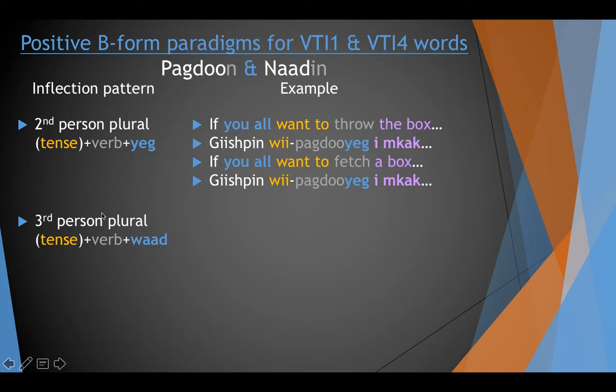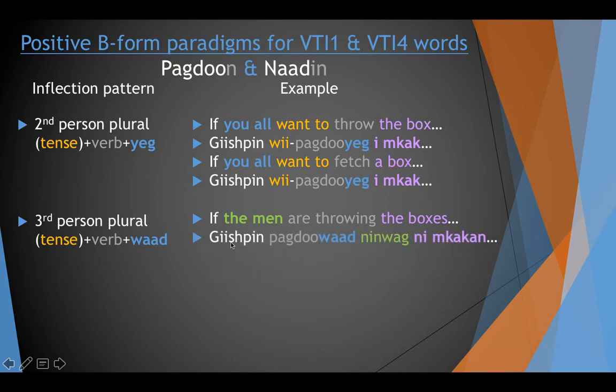Moving on to our third person plural now. I don't have much faith in this one right now, but we're just replacing that N and IN with wad sounds. So if the men are throwing the boxes, that should be gishbin, and we don't have a tense marker, so gishbin pugdowad ninwug nimkakan. This is pluralized here, so it should say nimkakan instead of imkuk. And I got that one translated.